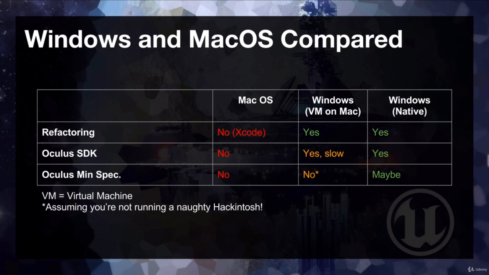The other thing about using macOS is the Oculus SDK isn't supported, the software development kit for the Oculus Rift VR headset, and Macs don't meet the Oculus minimum spec at the moment, star, unless you're running a naughty Hackintosh. So in the middle column here, you could run a Windows virtual machine on a Mac, and that's fine. You can then use Xcode, and you can do your refactoring. You can run the Oculus SDK, but it might be a bit slow, and you probably still won't meet the Oculus minimum spec. And finally, the best choice really is to get Windows, and then everything is green. Whether you meet the Oculus minimum spec depends on your graphics card mainly. Look at their website for the details, but it's a GTX 970 as the minimum. Don't worry about that now, that's much later in the course.